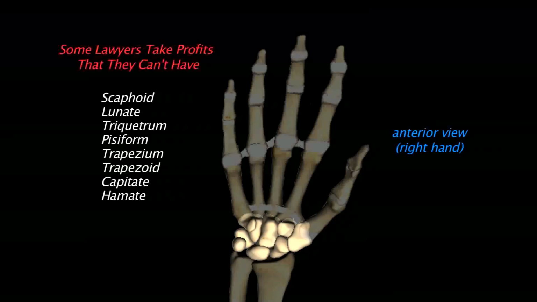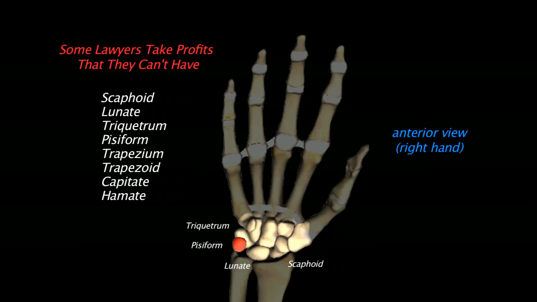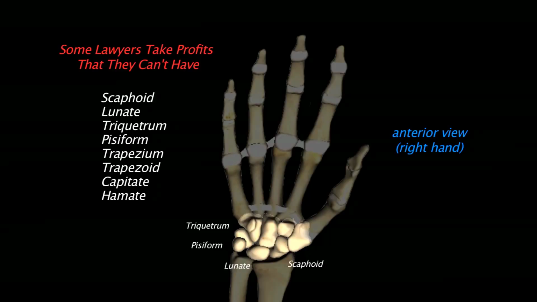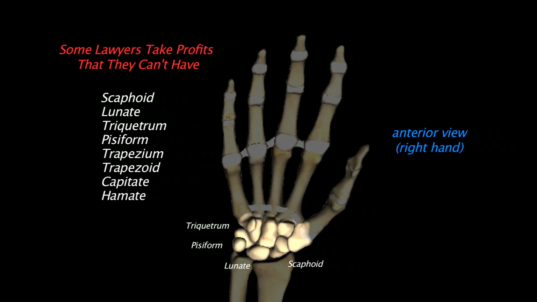Going in a lateral to medial direction, in the proximal row of carpals, we have the scaphoid, lunate, triquetrum, and pisiform. These all articulate with the radius and ulna. The rest of the carpals articulate with the bones of the palm. And moving again in a lateral to medial direction, we have the trapezium, trapezoid, capitate, and hamate.